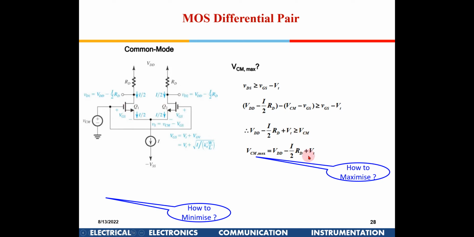right? So the maximum voltage you can sustain is threshold voltage out here. So this is the maximum. If I go beyond this, then this transistor will come out of saturation, right? So this is the condition which has to be met, VDS is greater than VGS minus VT, right? And what is the drain to source voltage in this case? VDD minus I by 2 RD into RD, right?